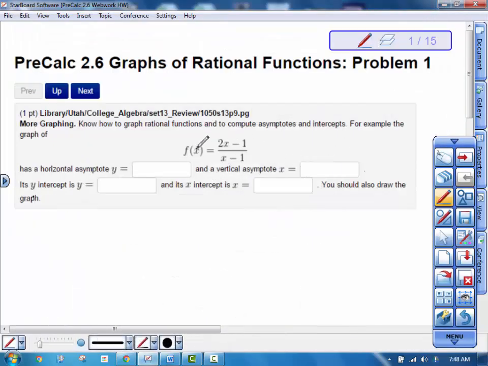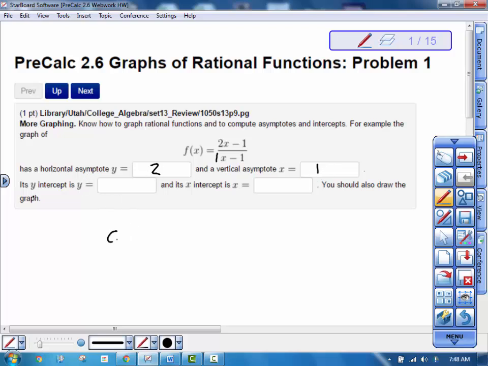If you get stuck, basically, for horizontal asymptotes, if the exponent is the same in the numerator and the denominator, then it's a ratio of the leading coefficients, which would be 2 to 1. So it would be y equals 2 over 1. The vertical asymptote occurs at zeros of the denominator, which would be x equals 1.